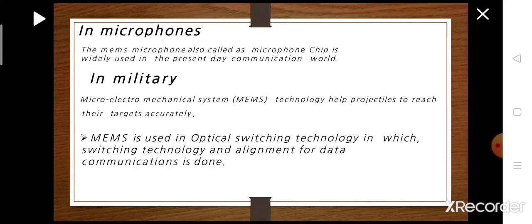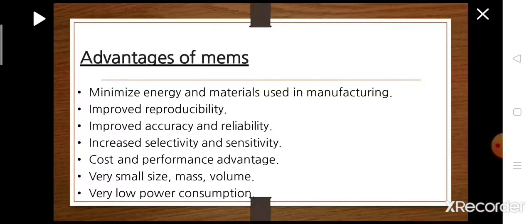MEMS is also used in optical switching technology, in which switching and alignment for data communication is done. These are the various kinds of applications based on MEMS. Then next one is the advantages of MEMS.